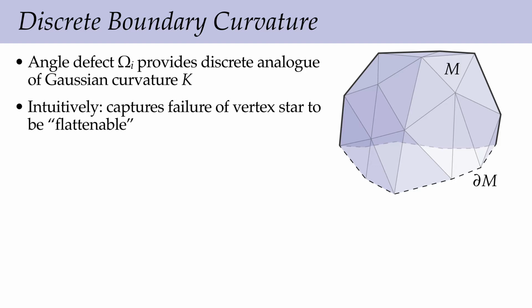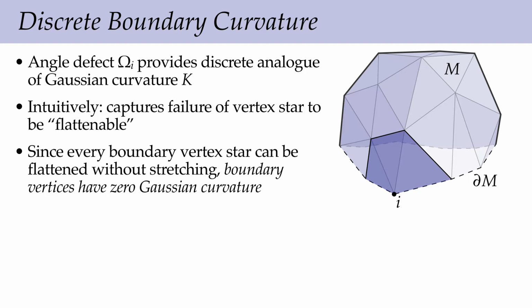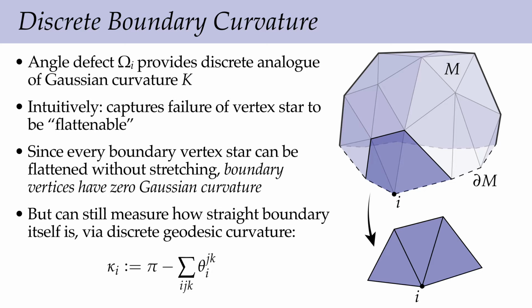What does it tell us for a boundary vertex? Right? If we consider a boundary vertex like this one, well, actually, not much. Every boundary vertex can be flattened into the plane without any kind of stretching at all. And so really the right way of thinking about boundary vertices is to say they have no Gaussian curvature. It's impossible for a boundary vertex to have Gaussian curvature. Okay? However, we can still measure how straight the boundary itself is. How straight is the boundary curve? In other words, we can assign a notion of discrete geodesic curvature to the boundary of the surface.